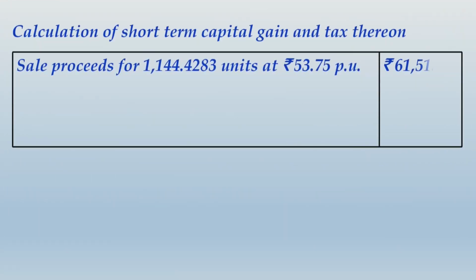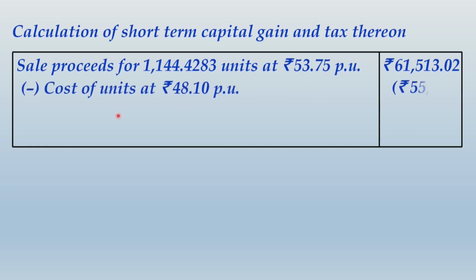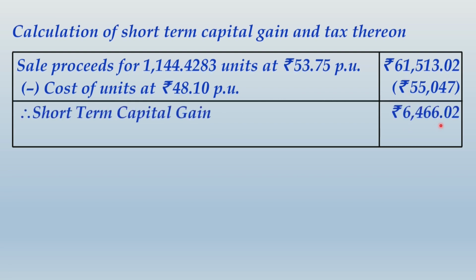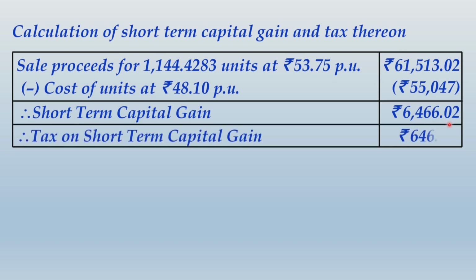So short term capital gain will be with respect to the sale proceeds of those last units, 1144.4283 units. These were sold at 53.75 per unit. This 53.75 per unit is the NAV prevailing on the date of sale. From this, you are going to subtract the cost of units. Cost of units will be NAV on that date on which you have purchased these units, correct? So cost of these units was 55,047. From the sale proceeds, subtracting the cost, whatever be the difference will be short term capital gain, and the tax on that short term capital gain will be at 10%. So 10% of the capital gain amount will be the tax.